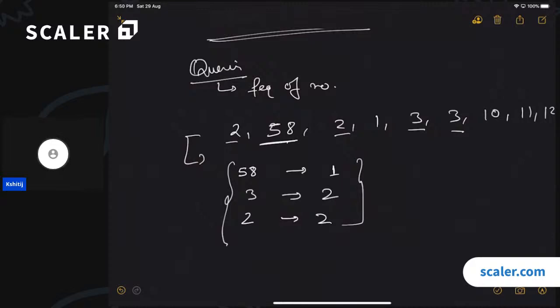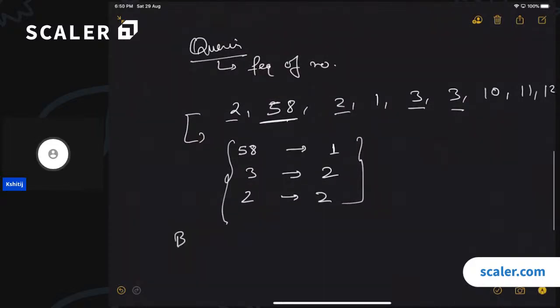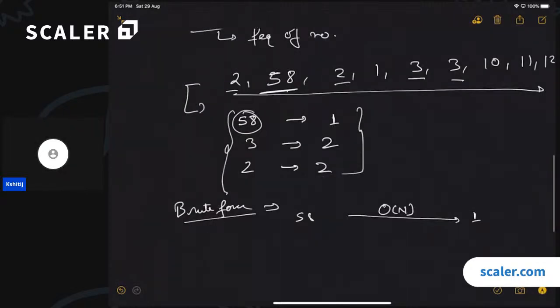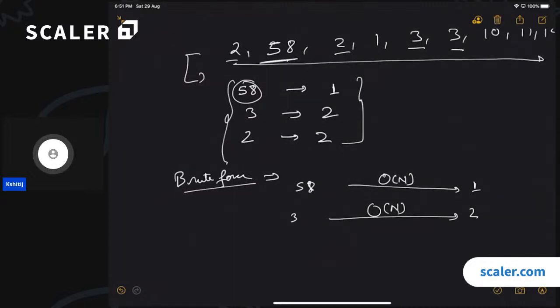Let us start from the brute force. What is the brute force way to solve each query? Whenever you get a number in the query, you iterate over the complete array and count the occurrences of that number. If I get 58, I will iterate over the complete array, which is an order n operation, and then return 1. If I get 3, I will again do another order n operation over the complete array, and I will return 2.